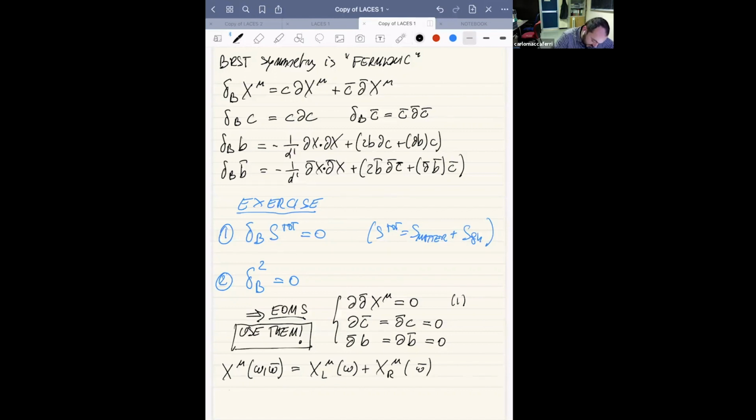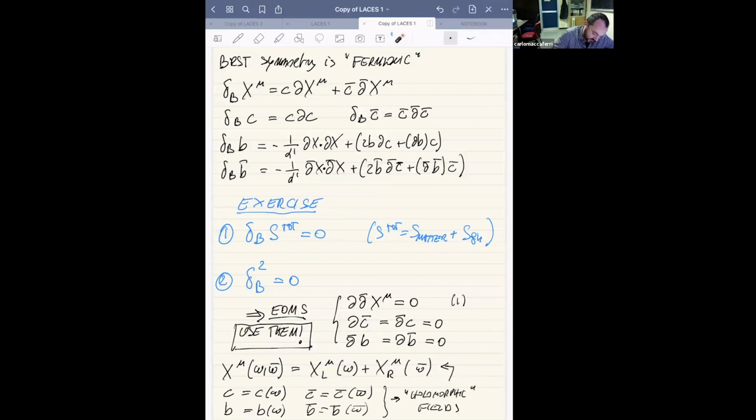The other equations tell you that C is in fact just a function of W, C̄ is just a function of W̄, and the same is true for B: B is just a function of W, and B̄ is just a function of W̄. So these are holomorphic fields, and this one as well, in the sense that it's split into the sum of one holomorphic and one anti-holomorphic part. Of course, these are holomorphic, and these are anti-holomorphic.